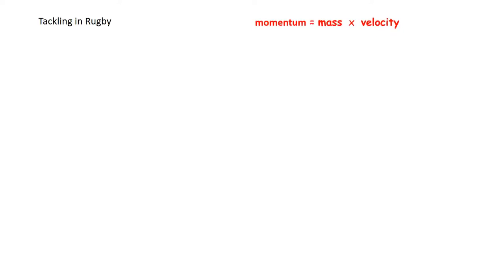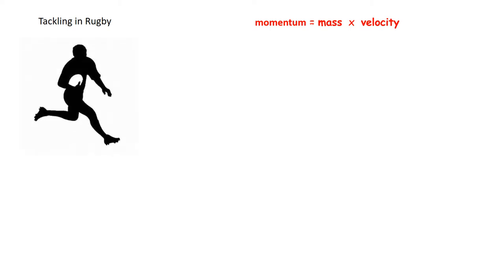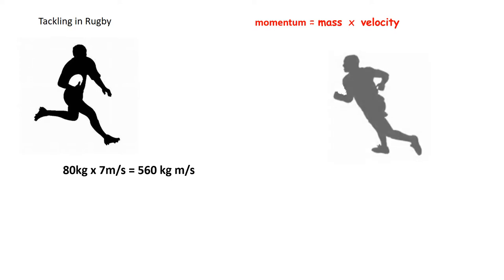So when they push apart, they both move away from each other in equal and opposite directions. Think about tackling in rugby. Momentum is equal to mass times velocity. Again, nice gender stereotype. I love this in science. Obviously, a man playing rugby weighs 80 kilograms and he's traveling at 7 meters per second. Therefore, his momentum is 560 kilograms meters per second.